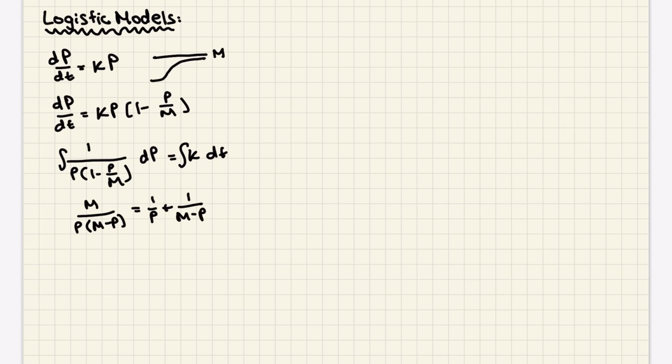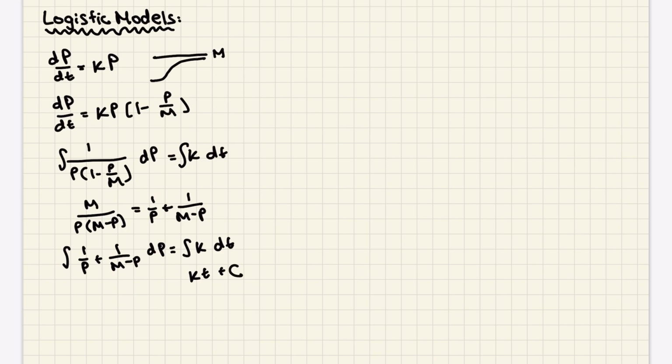I'm not going to show the steps of integration by partial fractions. That's for another lesson. But this, you should be able to derive knowing integration by partial fractions. You would just show the steps on the actual AP test, but I'm just going to jump to the partial fraction decomposition without showing the steps in this video. Okay, and now we have that. We can take the integral of it. Integral of 1 over P plus 1 over (M minus P) dP is equal to integral of k dt.